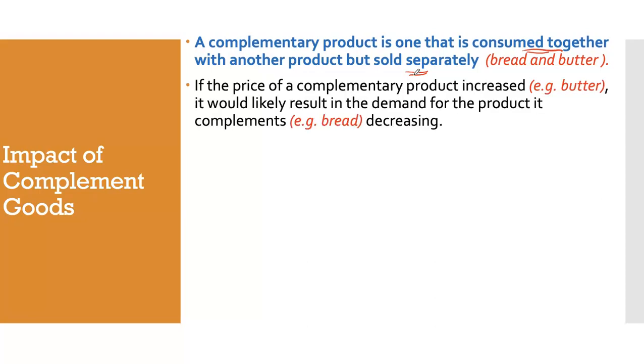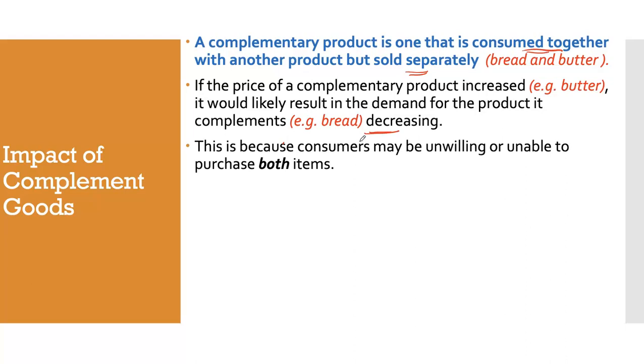If the price of a complementary product, the thing that you need to consume with your product, goes up, it would likely result in the demand for the other product decreasing. So if the price of butter goes up, it is likely the demand for bread will go down, because the combined price when you consume them is essentially going up. This is because consumers may be unwilling or unable to purchase both items because the price of one has gone up.